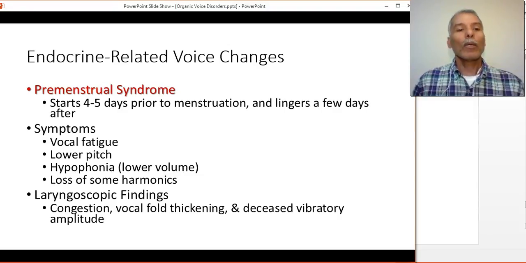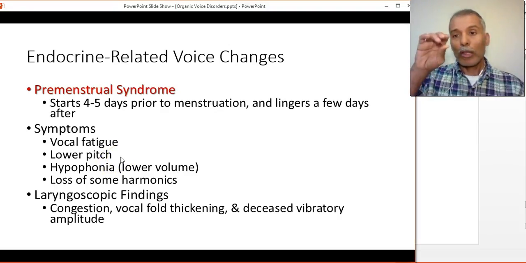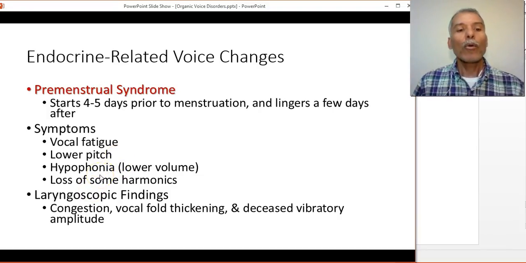In terms of the other endocrine-related changes, they include premenstrual syndrome, which usually starts 4 to 5 days before menses, or menstruation, and lingers about 4 to 5 days after. The typical symptoms include vocal fatigue. When the person speaks, it doesn't take them long and they start to fatigue earlier than normal. Pitch is very low because the vocal folds are thickened and the vibration becomes slower. And there's hypophonia, the lower volume, and also loss of harmonics.